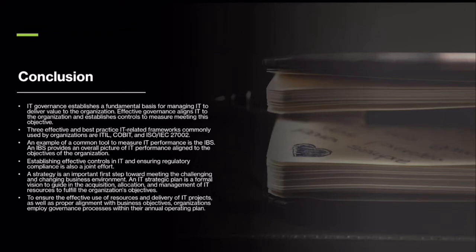And lastly, to ensure the effective use of resources and delivery of IT projects, as well as proper alignment with business objectives, organizations employ governance processes within their annual operating plan. This process addresses how to manage project demands, initiate projects, perform technical reviews, procure products and manage vendors, and control financial investments.